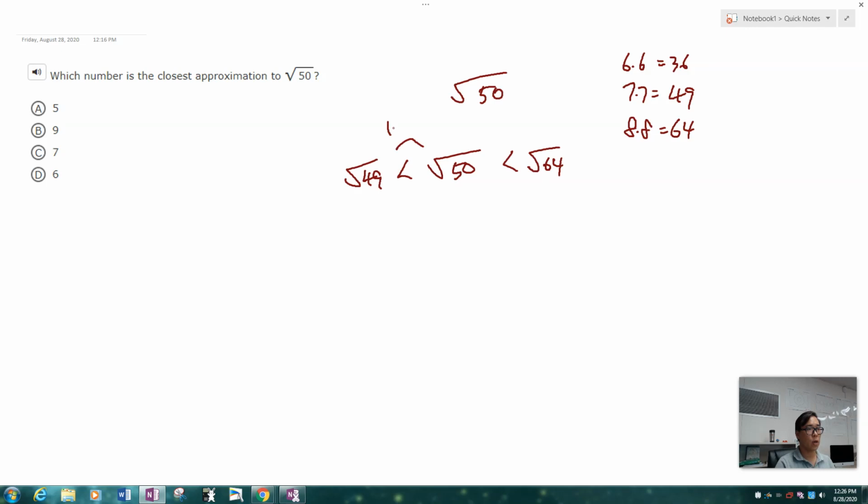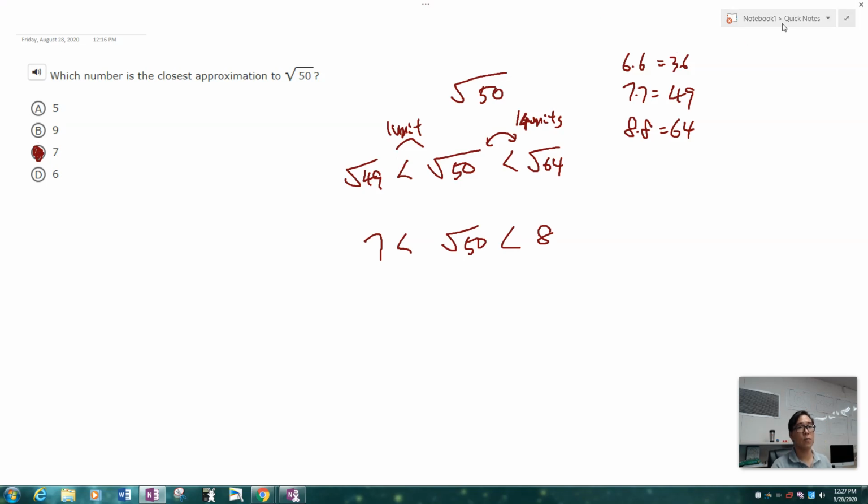The square roots of 49 and 50 are 1 unit away, whereas the square root of 50 to the square root of 64 is 14 units. So wait a minute, the square root of 49, we know that is equal to 7, is less than the square root of 50, which is less than 8. So I'm going to say the square root of 50 is closer to 7. So we are going to choose 7 here.